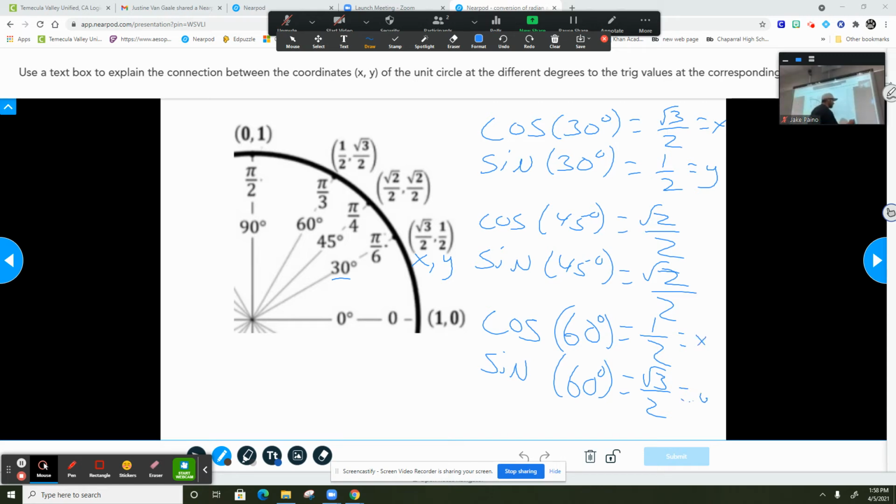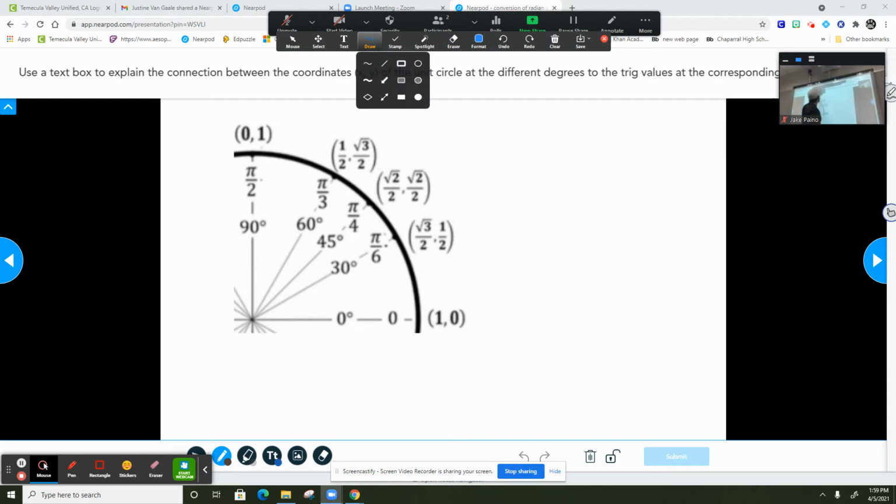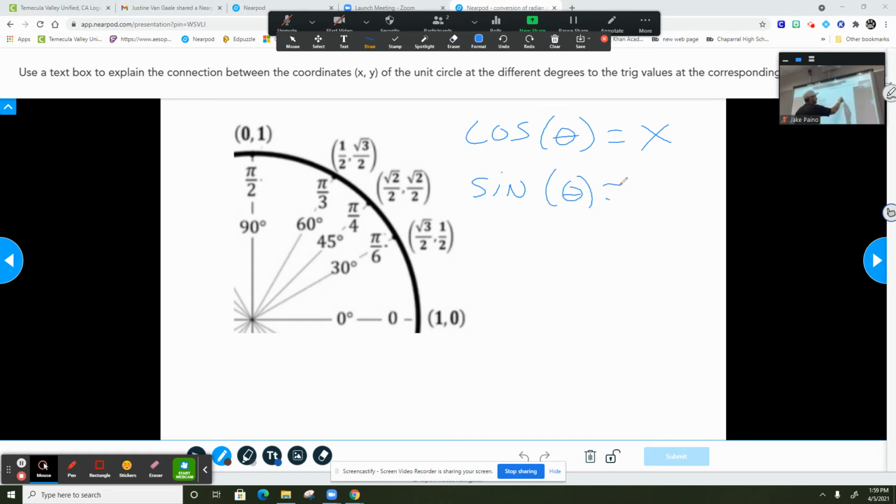So the connection that I want you guys to see here is that the cosine of an angle is the x value on the unit circle. Sine of the angle is the y value. So what I want you guys to type in here is that cosine of theta equals x. What x am I talking about? I'm talking about the x coordinate on the unit circle. Theta is just any angle measurement. And sine theta, again, any angle measurement, is always y.